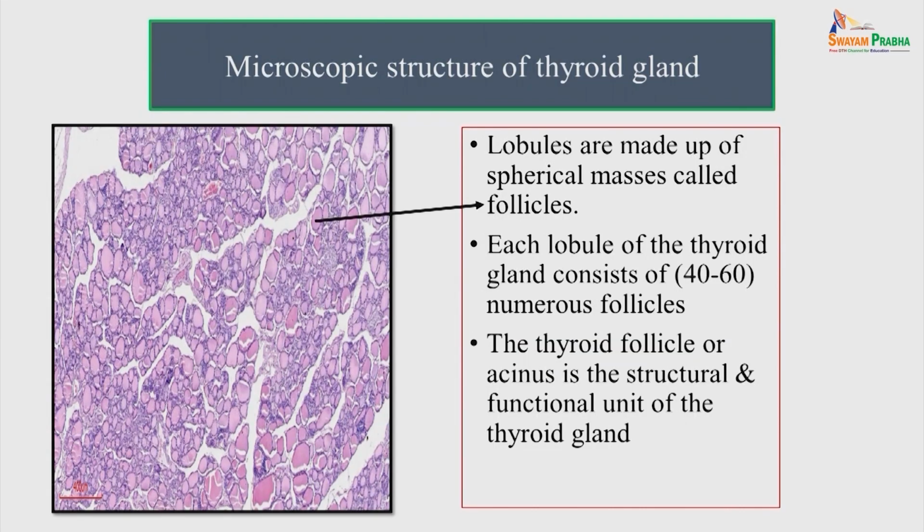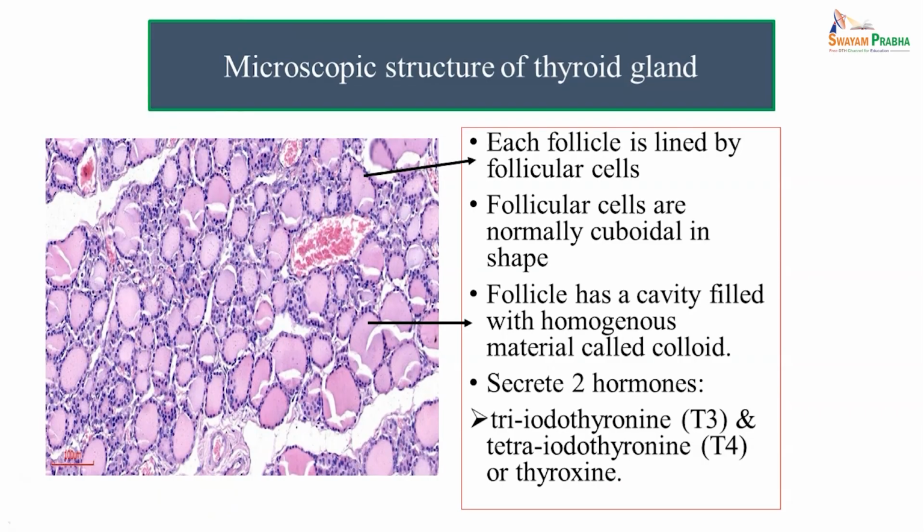The lobules are made up of spherical masses called follicles. Each lobule of the thyroid gland consists of numerous follicles, around 40 to 60 in number. The thyroid follicle or acini is the structural and the functional unit of the thyroid gland. Each follicle is lined by follicular cells.